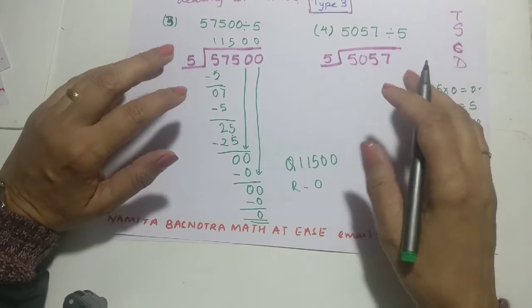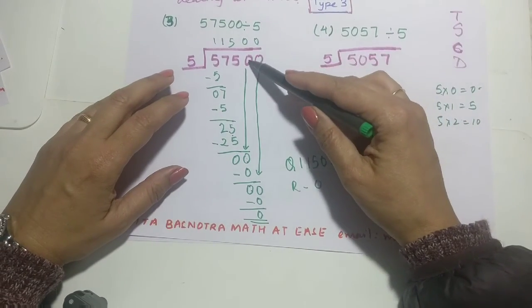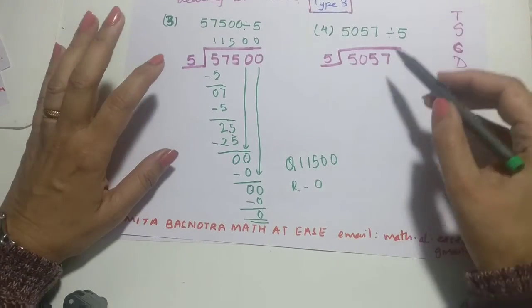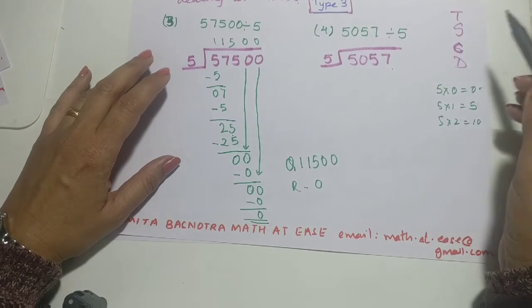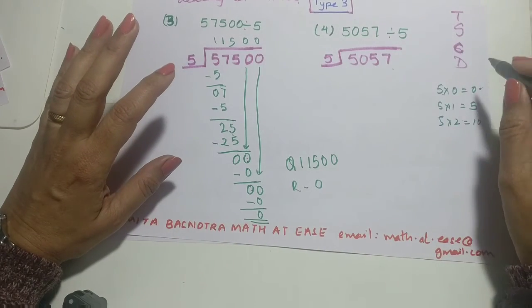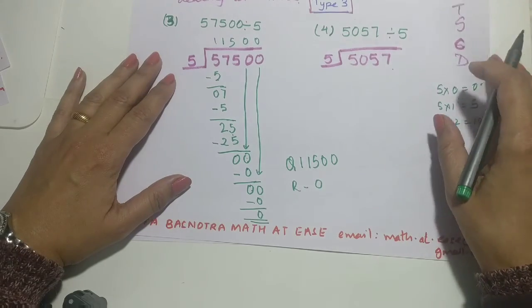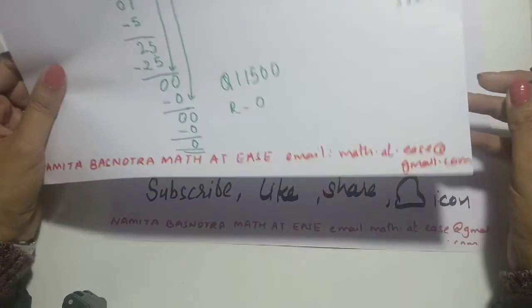I have seen many children finding it very difficult how to deal with zeros when they are dividing. So this one is your self-test question. You have to do it yourself, and you just apply this trick and it gets very, very easy, right?